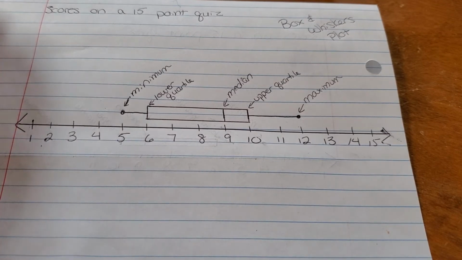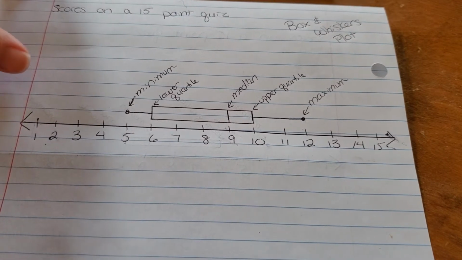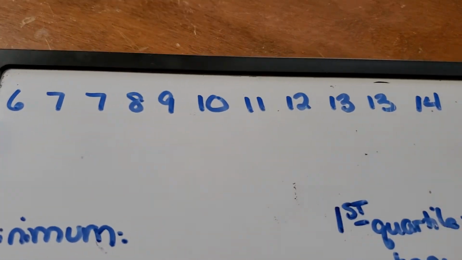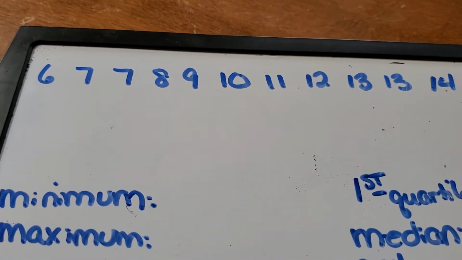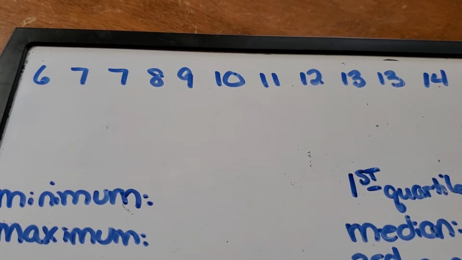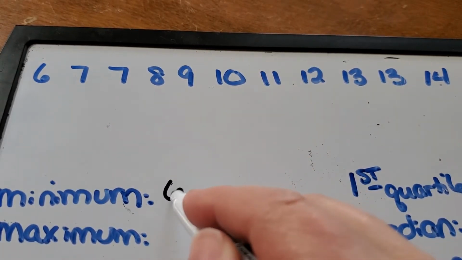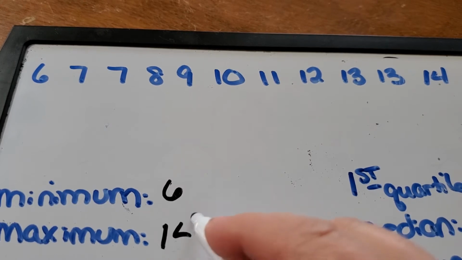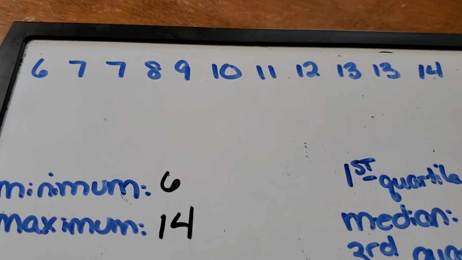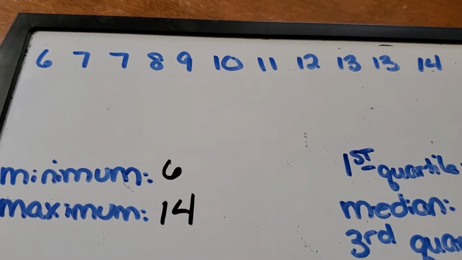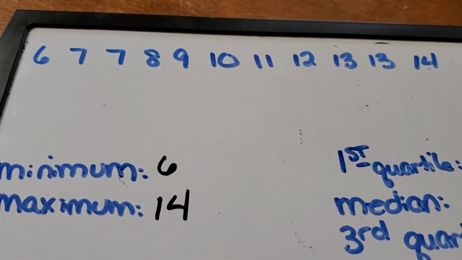So let's look at some data, and I will show you how to make a box and whiskers plot. Here's a list of scores. Again, these could be scores on a 15-point quiz. We can tell that the minimum score is a 6. That's our low score. Our maximum or our high score is a 14. We need to find our median and our quartile scores. So we're going to start with the median. We know that's the middle score.